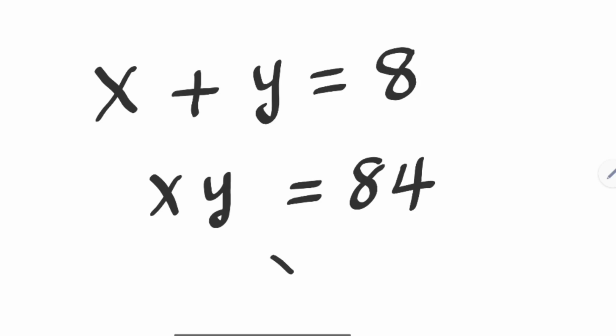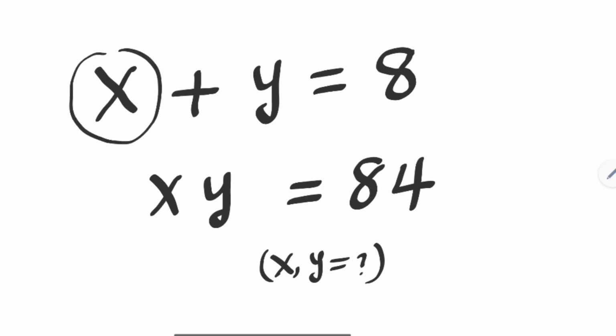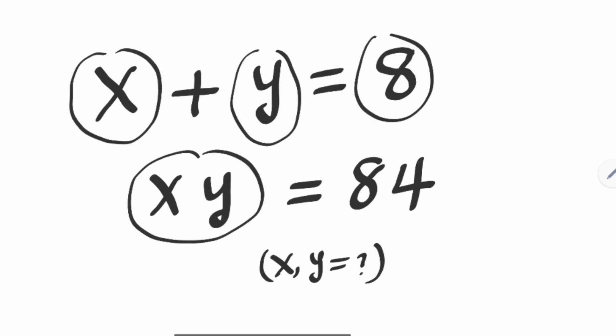Let us solve for x and y, given x plus y is equal to 8, and xy is equal to 84.